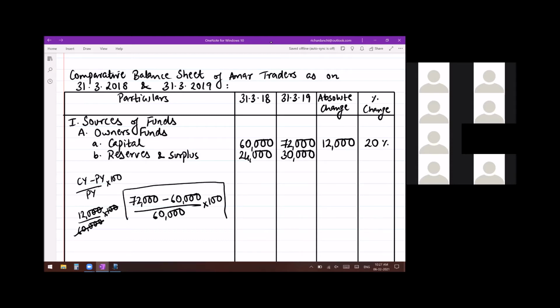Do this calculation at the side, okay? Whatever I'm showing you. 72 minus 60, that is 12,000, divided by 60,000 into 100, and that is 20%. Okay. Same thing do for reserves and surplus.